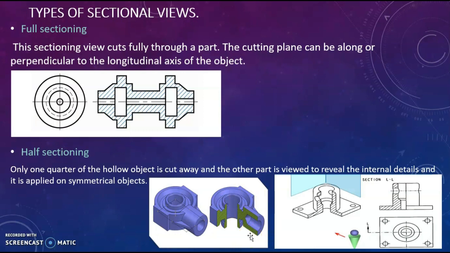You see, for this half sectioning as compared to the full section, for the full section the cutting plane is running fully through the object we are sectioning, but for the half section, it's only some part of it that is being cut. We cut only some part of it so that we can view the internal details, and also we can see some of the external details. Let's see some other types.